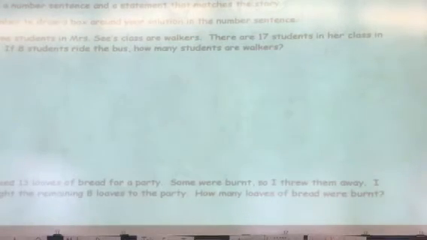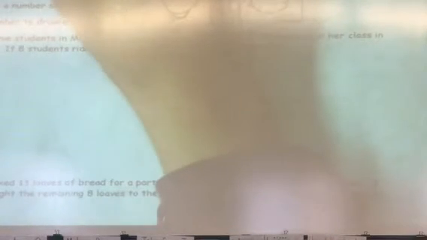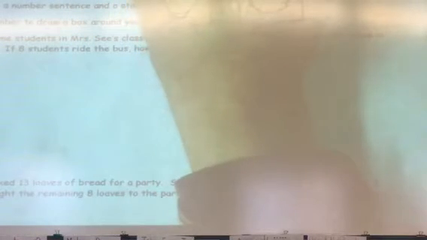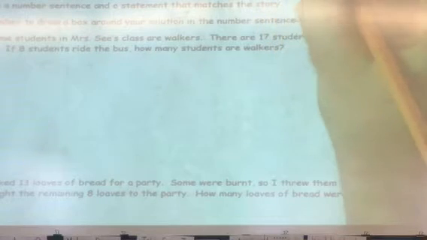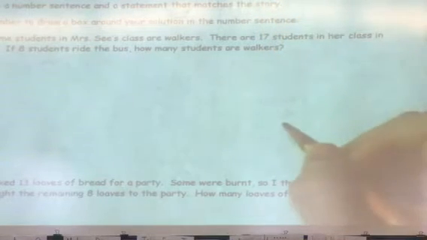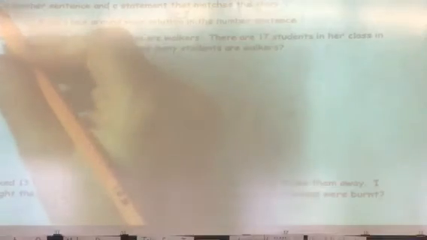So here we go. The first thing that we need to do is write our names up on the top of our paper here. And the date also. Today's date is 3-3-17.